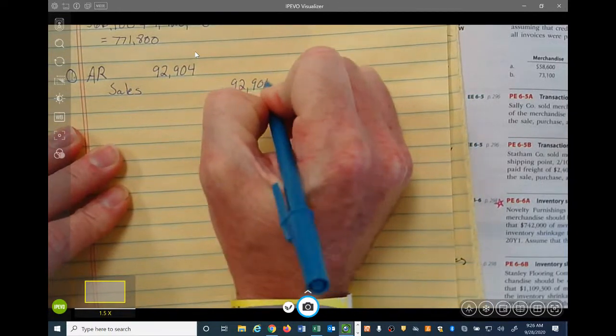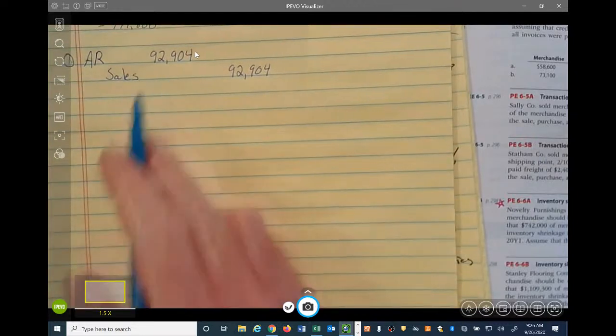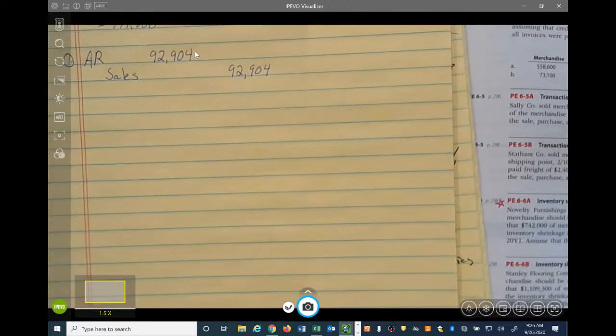Does that entry make sense to everybody? We sold the merchandise, net of the discount, so we're going to receive $92,904. So we set up the accounts receivable to receive payment in the future. We credit sales to account for the revenue we earned from the sale, right? Everyone good on that? What's the second half of this entry?